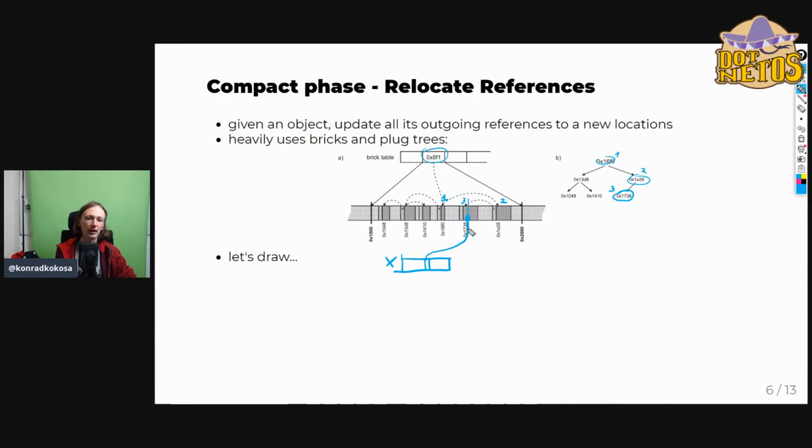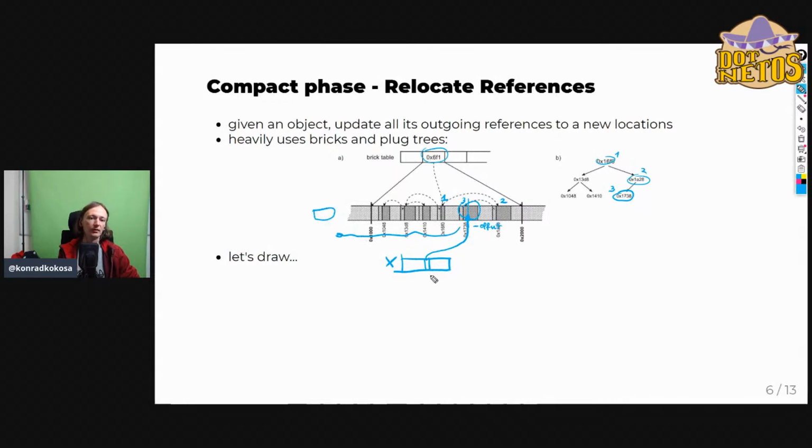And then we have the plug info, and inside every plug info, as we probably remember, there is a relocation offset, which means there is a minus or plus offset, and that's all. We know that this whole plug will be moved somewhere by this offset.